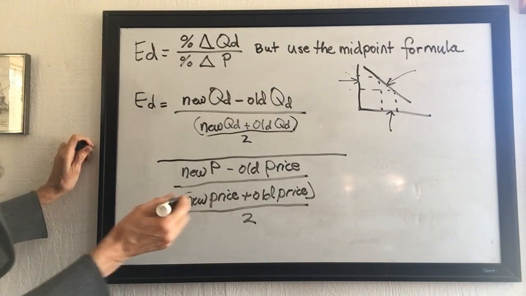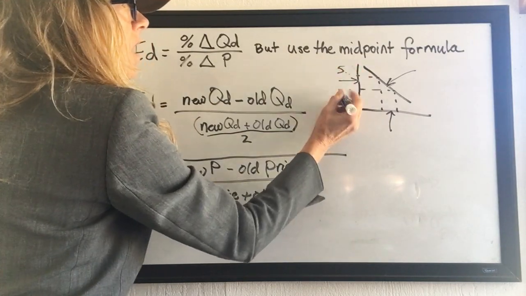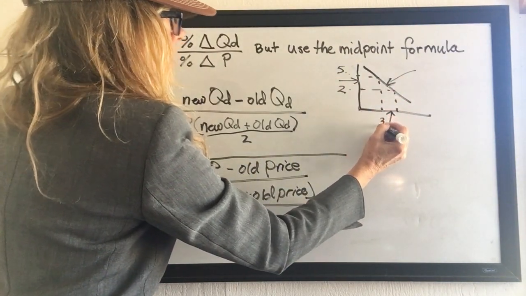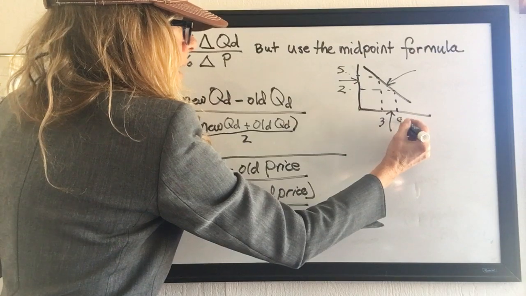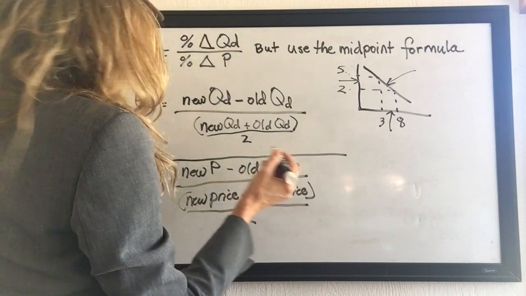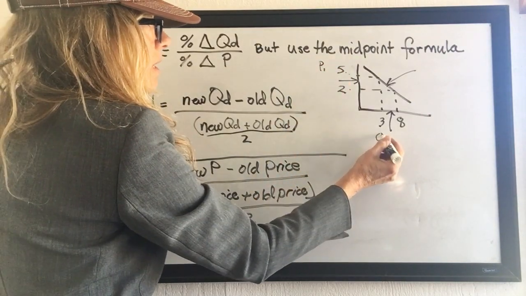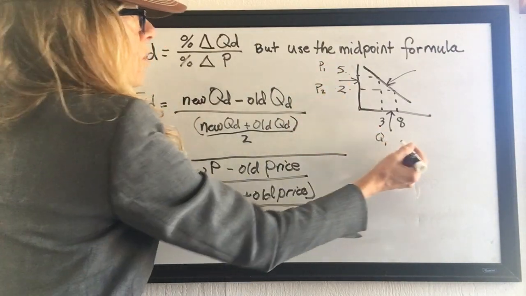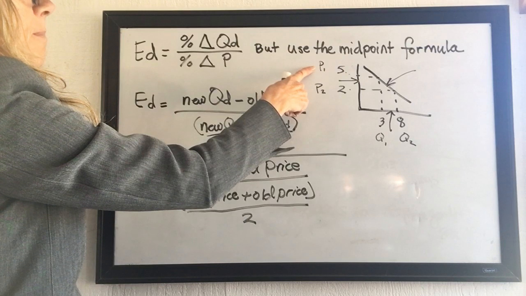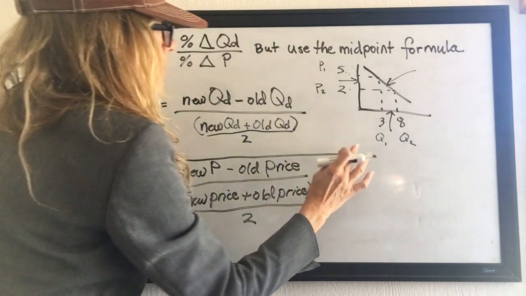Okay, so if we have actual numbers here, we could say this is $5 and this is $2, and at $5 they're buying 3, and at $2 they're buying 8. Okay, and then we could plug that in. So we've got to decide what's the new and what's the old. Let's have that be P1, and this will be Q1. This can be P2, and this can be Q2. So we're going from P1 down to P2. So this will be the old number. This will be the new number.